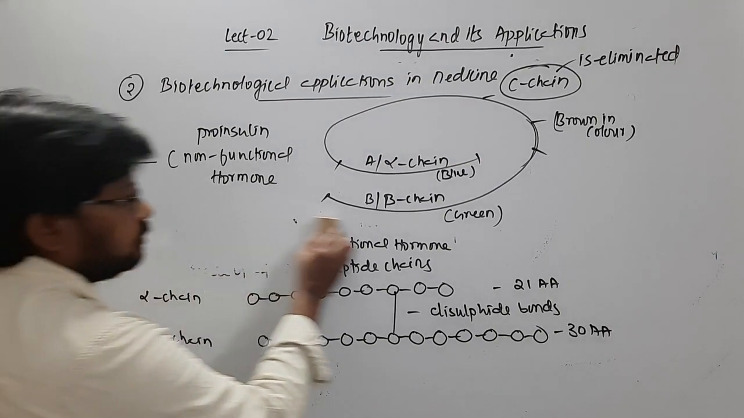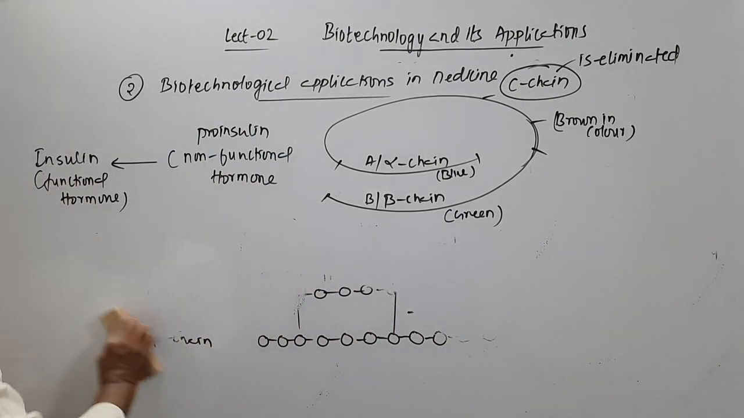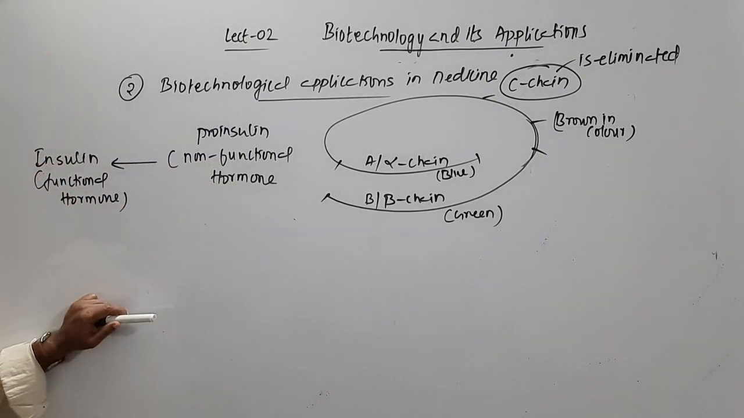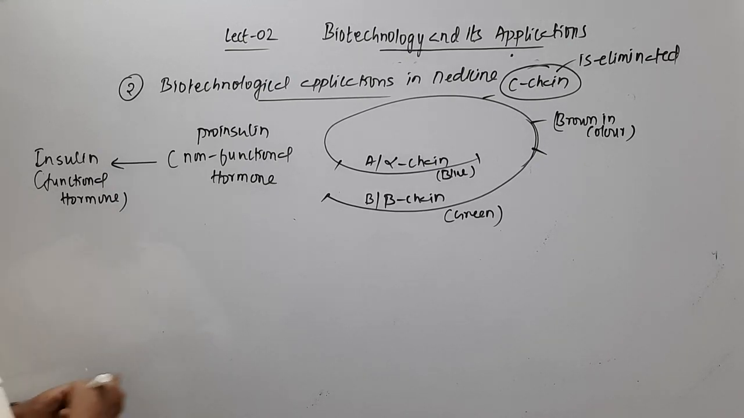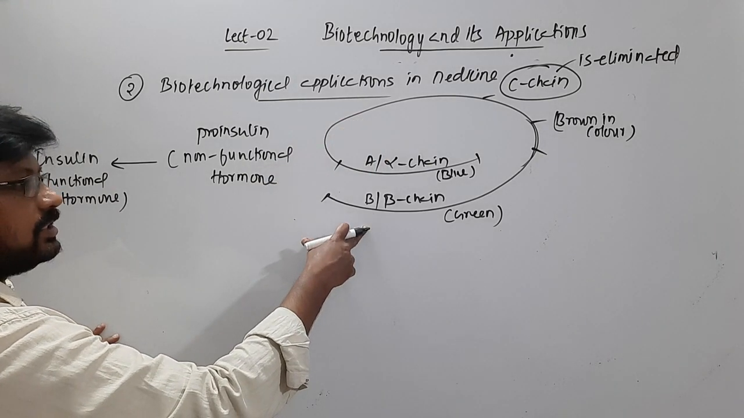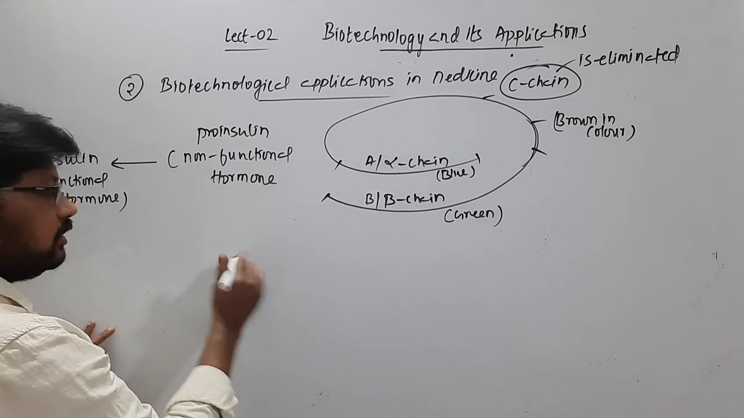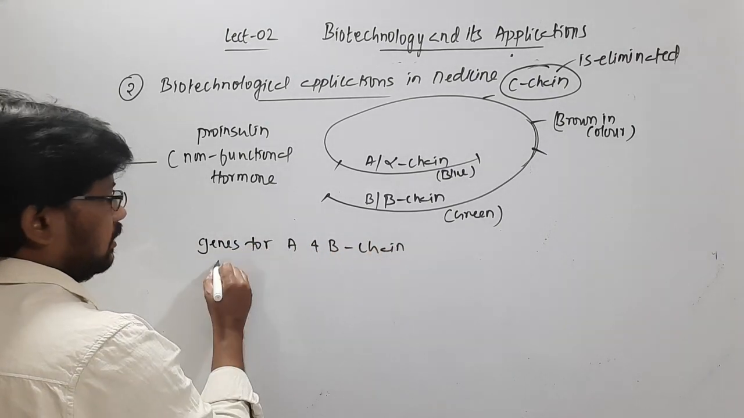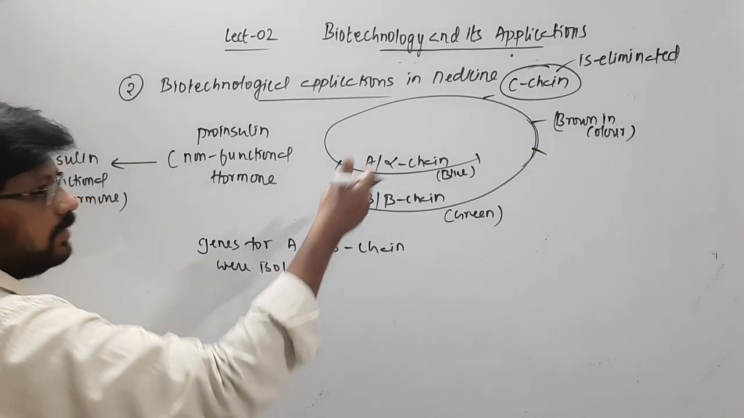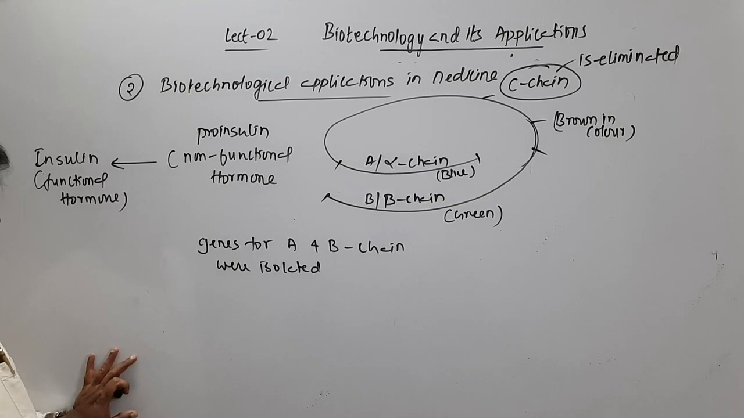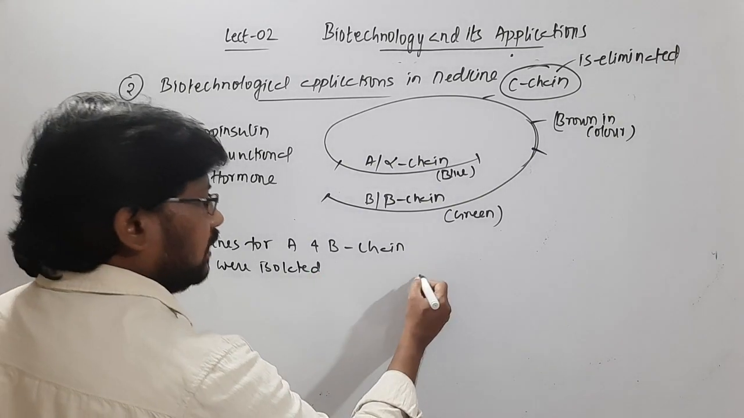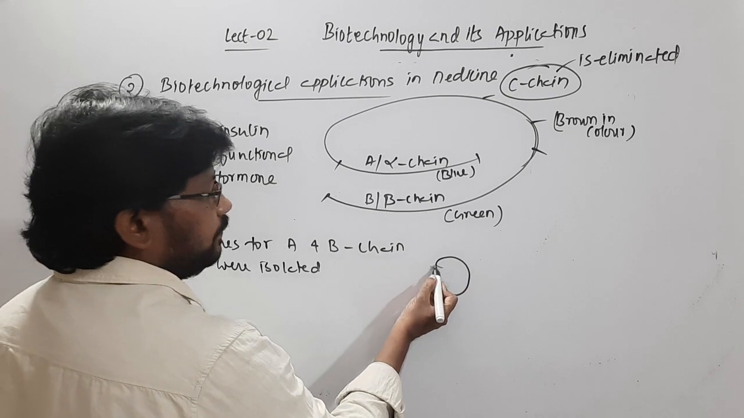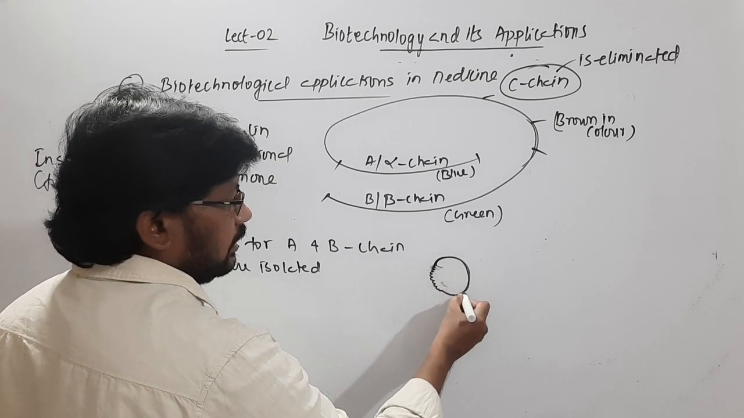Now, how did they generate this insulin by using bacteria? Bacteria don't produce insulin, so it's a heterologous host, right? Scientists isolated the genes that code for the B chain and A chain. The genes for A and B chain were isolated from the beta cells of islets of Langerhans. Those genes they linked to the plasmids of the E. coli bacterium.